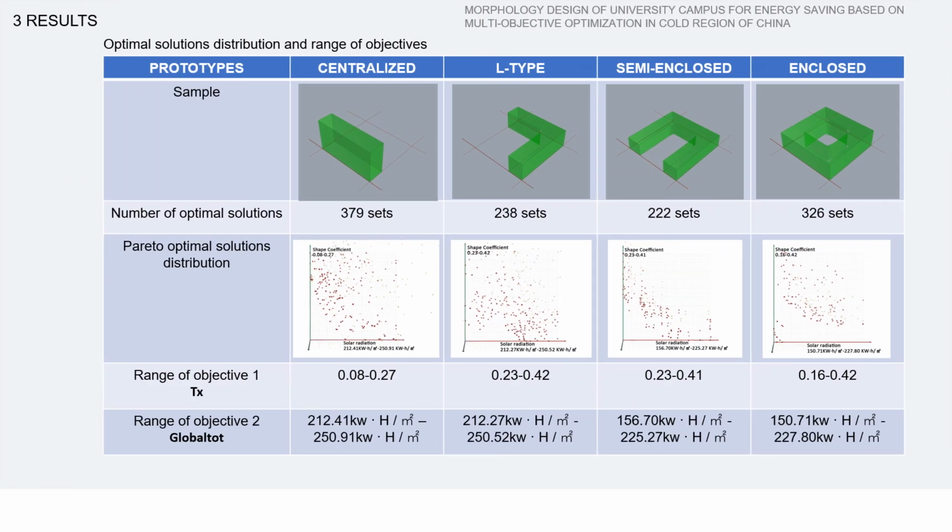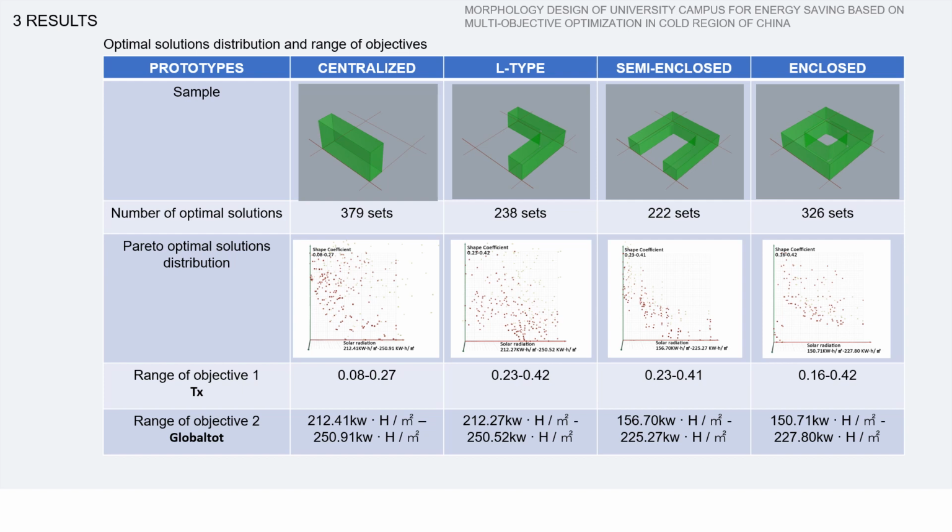After 26 generations of calculation, the objectives of shape coefficient and the solar radiation had achieved significant optimal results, and over 200 sets of Pareto optimal solutions were obtained. Each point in the figure represents a case of prototype. The closer the point is located to the coordinate origin, the better the energy saving performance.